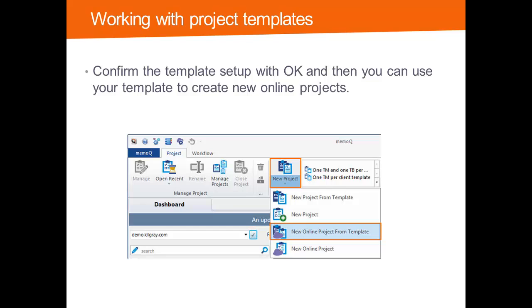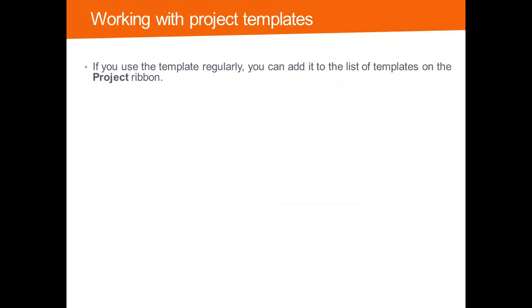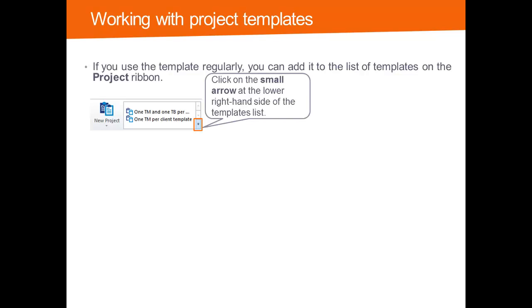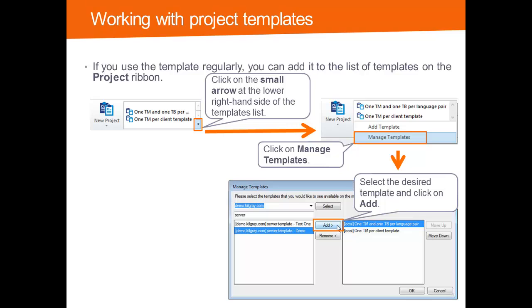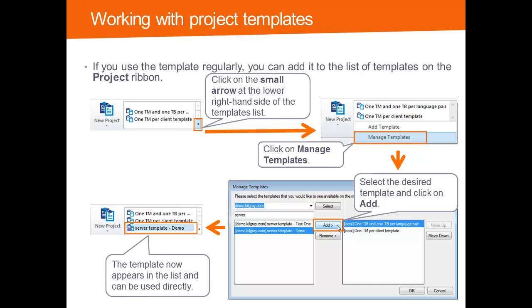Confirm the template setup with OK, and then you can use your template to create new online projects. If you use the template regularly, you can add it to the list of templates on the project ribbon. Click on the small arrow at the lower right-hand side of the templates list. Click on Manage Templates. Select the desired template and click on Add. The template now appears in the list and can be used directly.